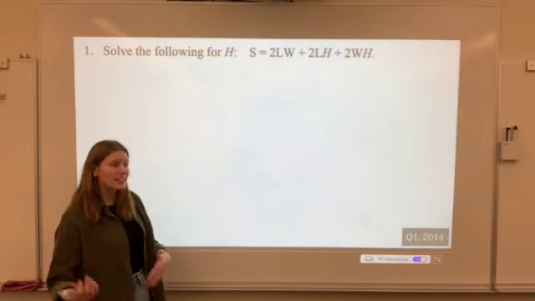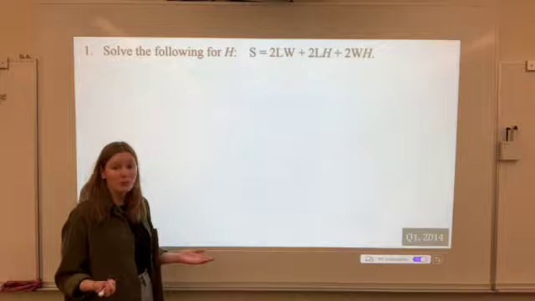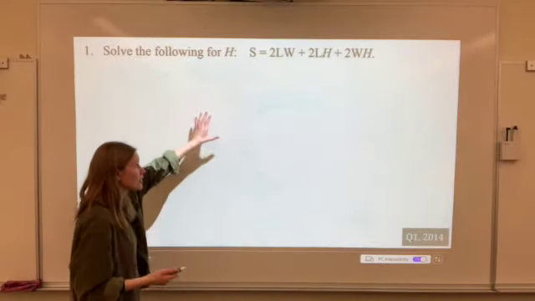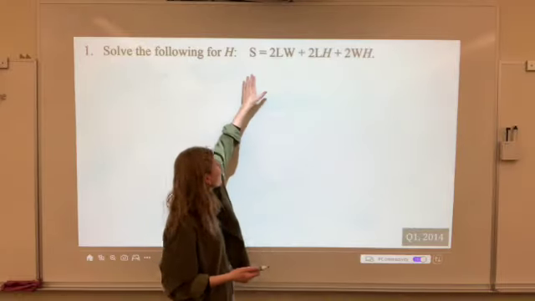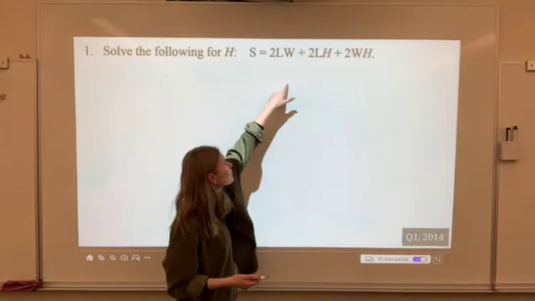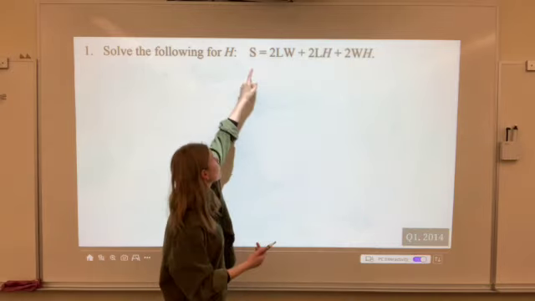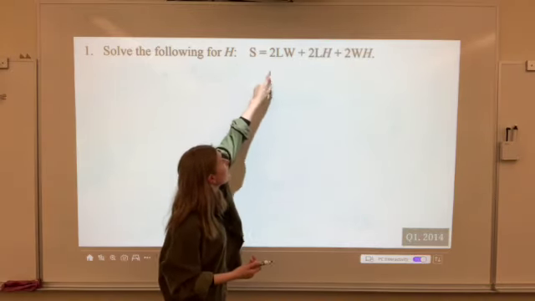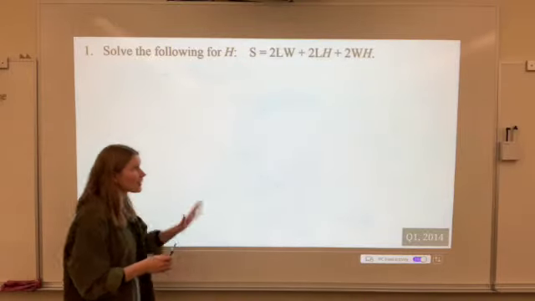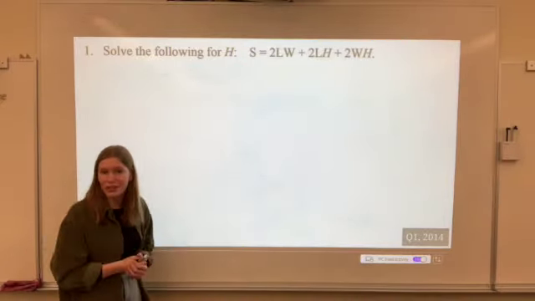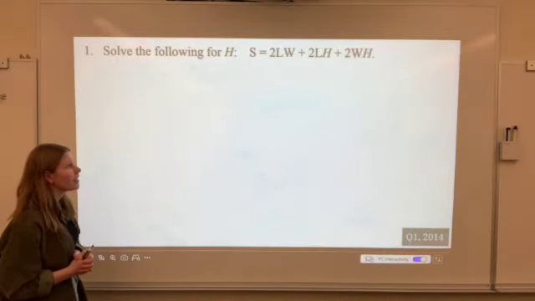Alright, here's a slightly simpler problem than the last one. And also, you might notice, this is actually the surface area of a rectangular prism. We have S is equal to 2LW plus 2LH plus 2WH, and they even used variables that match the values you're solving for. S is surface area, L is length, W is width, H is height. Anyways, these problem writers aren't as creative as they think, I guess. Alright, solve the following for h.